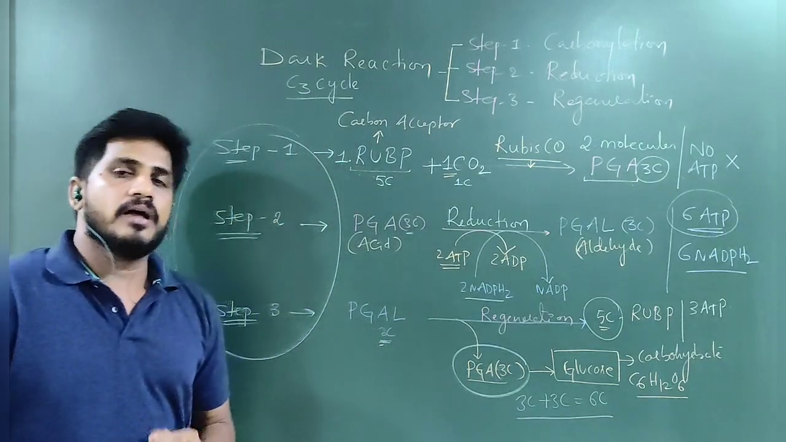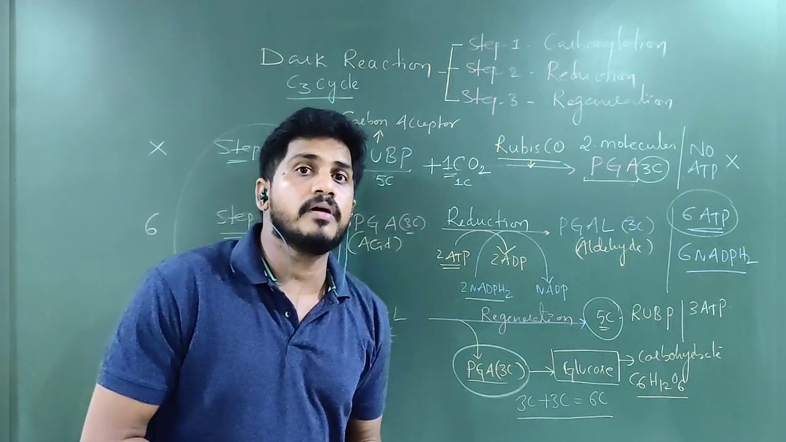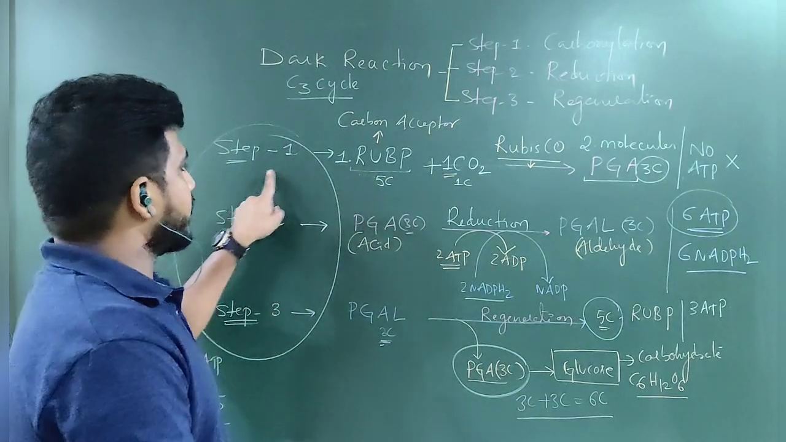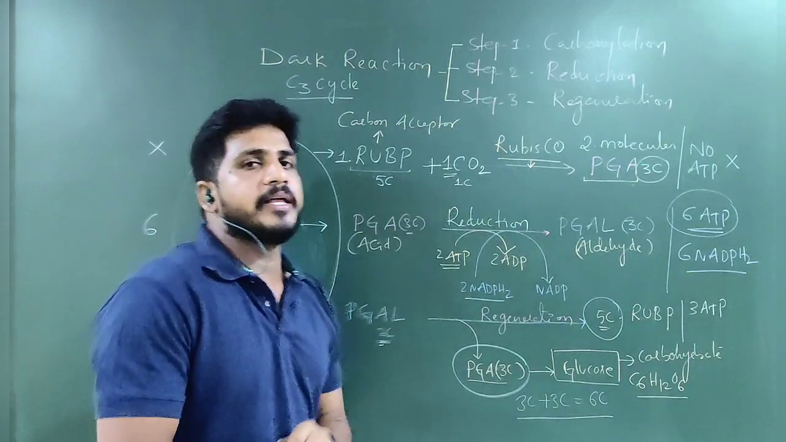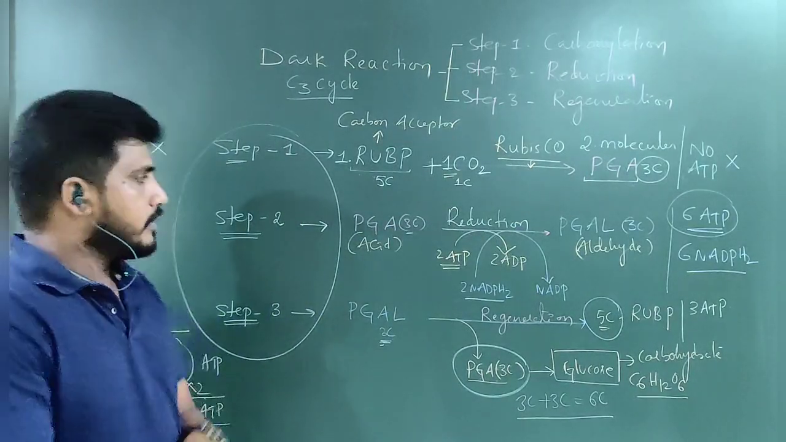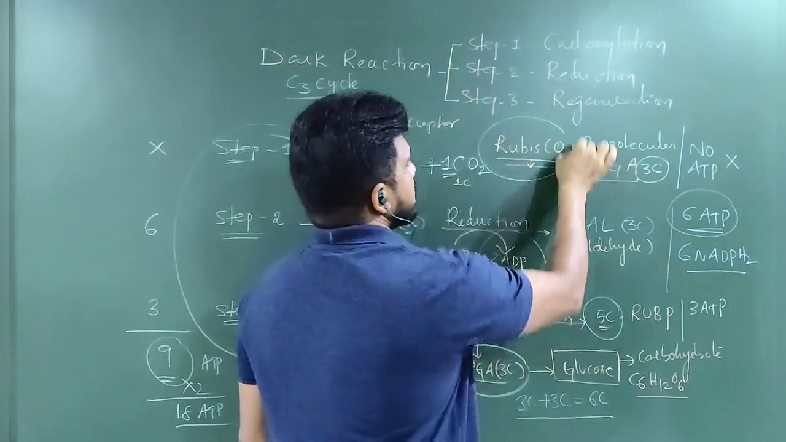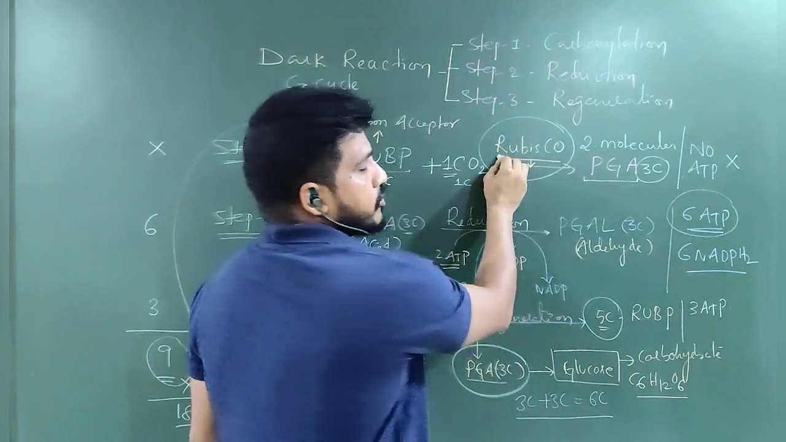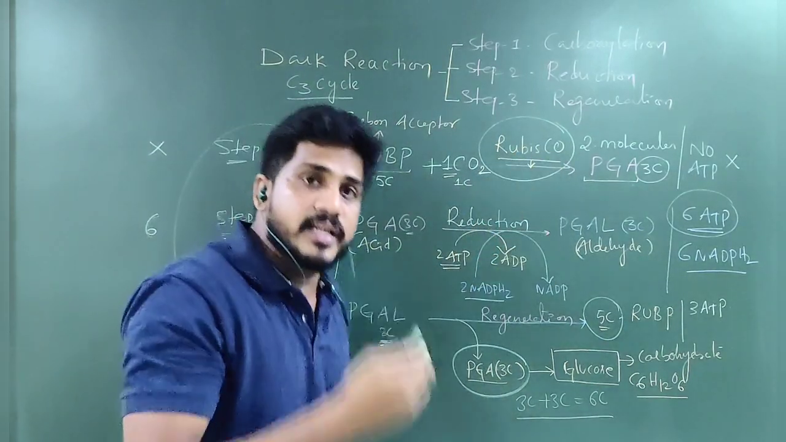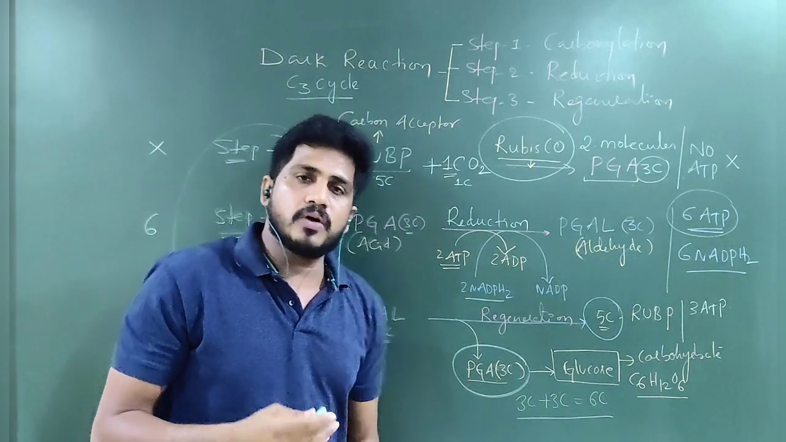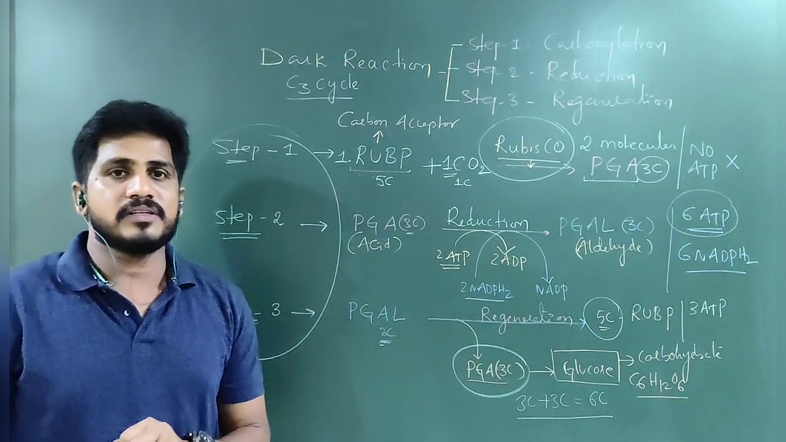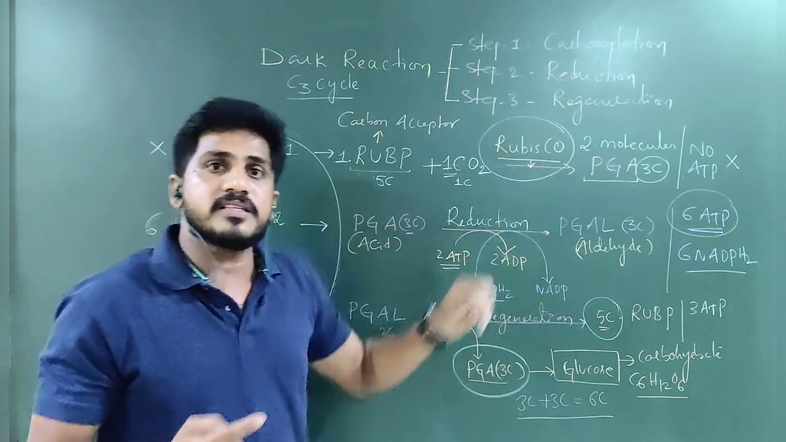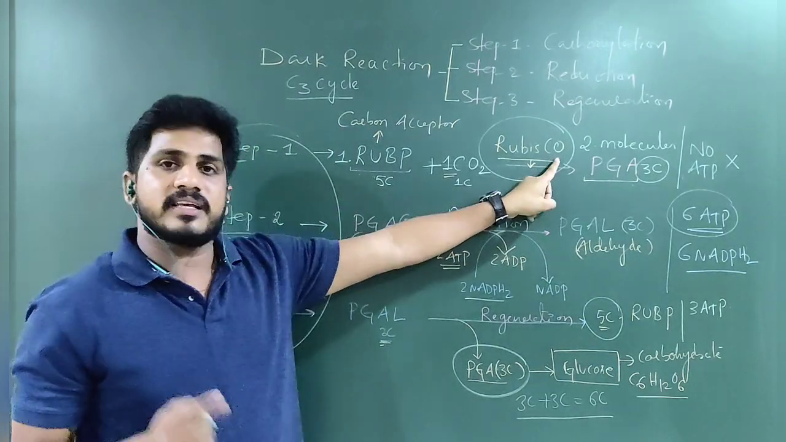Now the second question is, how many NADPH2s are required to form one glucose molecule in the dark reaction? If you observe the first step, that is carboxylation, there is no NADPH2 involved. The major player in the first step is the Rubisco enzyme. Rubisco's full form is ribulose bisphosphate carboxylase or oxygenase, so that enzyme has a dual nature. In the presence of carbon dioxide, it acts like a carboxylase. In the presence of oxygen, it acts like an oxygenase.